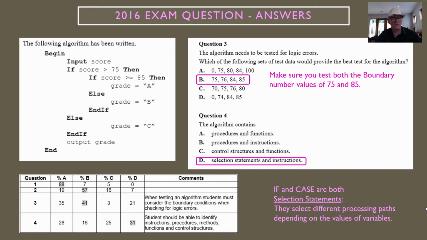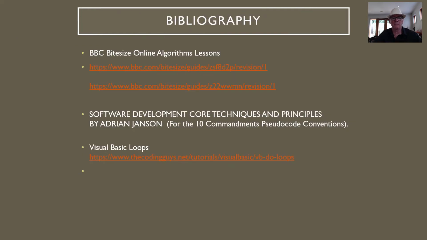And there's some percents for you just to see on questions 3 and 4. 41% picked B, so that was actually a hard question. A lot of people didn't get that right. And only 31% selected D. Okay, so remember, if else is a selection statement.